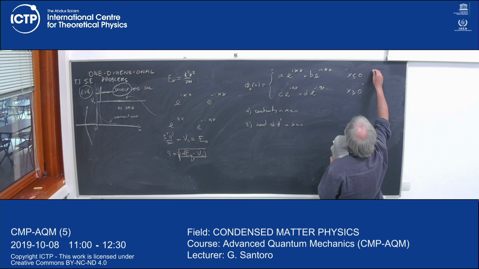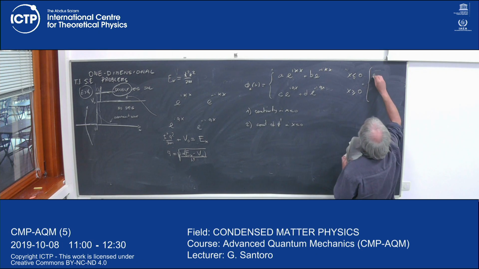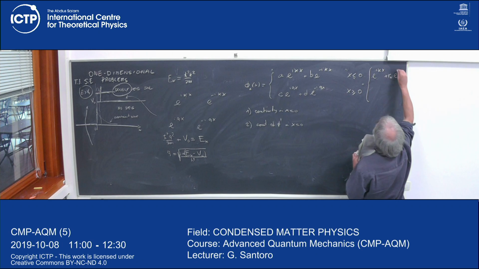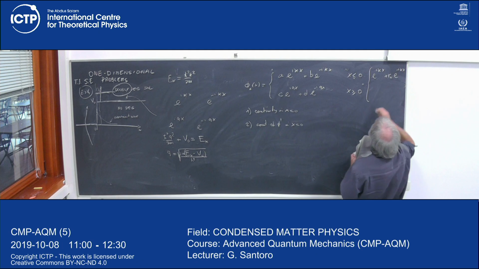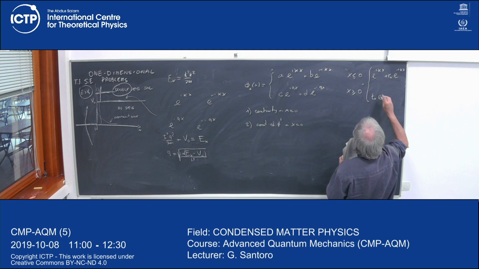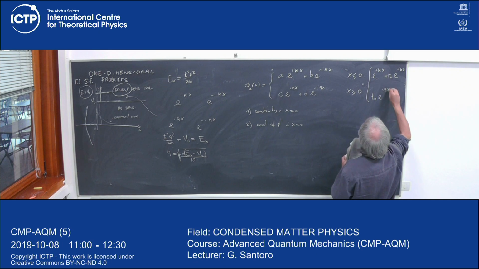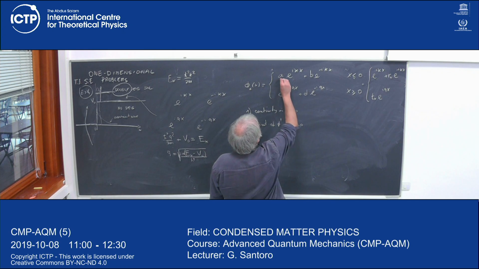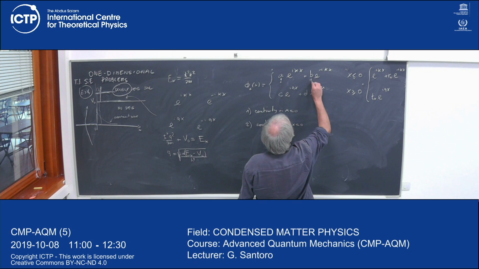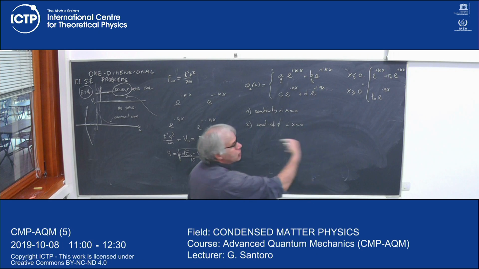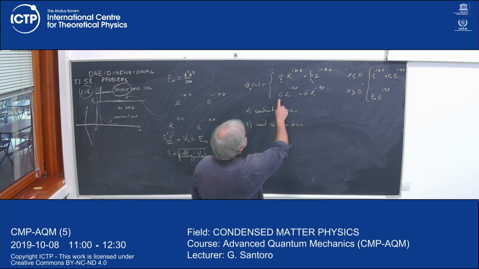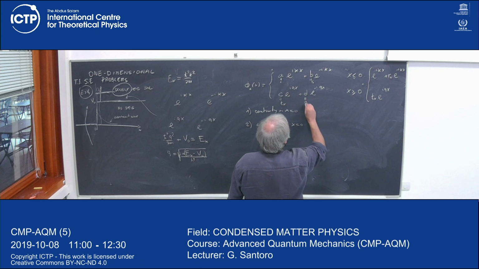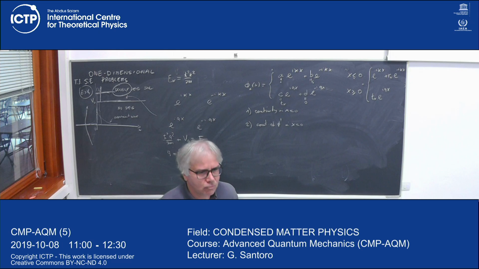I write this as e to the i kx plus r_k e to the minus i kx. And here, this as t_k e to the i qx. Okay? So notice, I have chosen this to be 1 and this to be some function r of k. It's called the reflection coefficient. This to be the transmission coefficient and this to be 0. I just go with it.